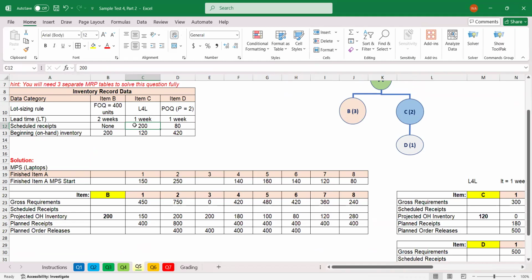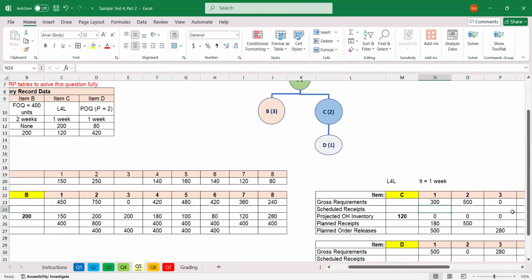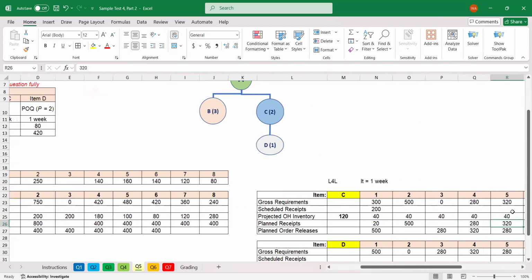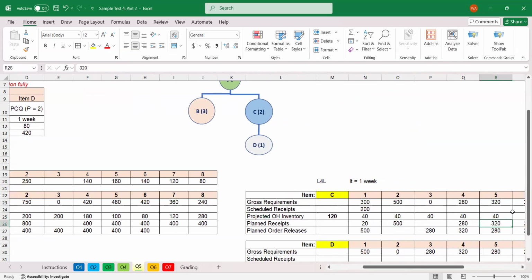Oh, there's actually some other information that I forgot to include. The scheduled receipt for item C, there was 200 scheduled in week 1. Okay, so here we have 200 scheduled. So that means that if that was the case, I should have ordered just 20. Okay, and then that would have been pretty much all I needed to have done here. Let's make sure that that's the case. This is lot for lot. For this would have been 460. All right, so the numbers there are good now.